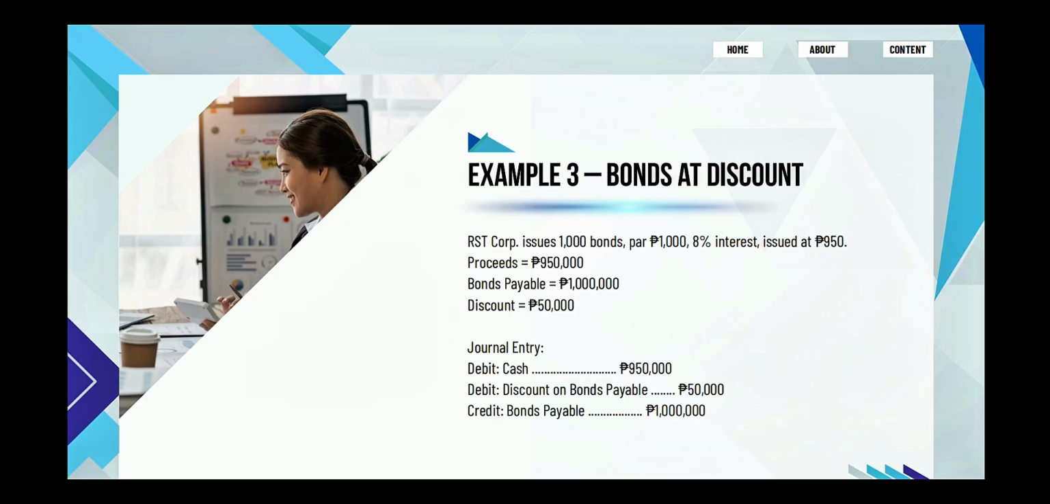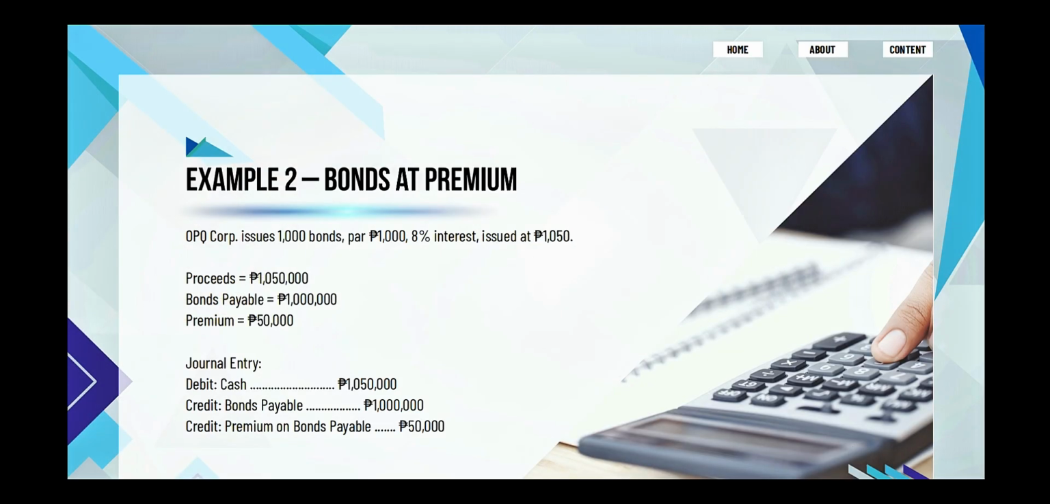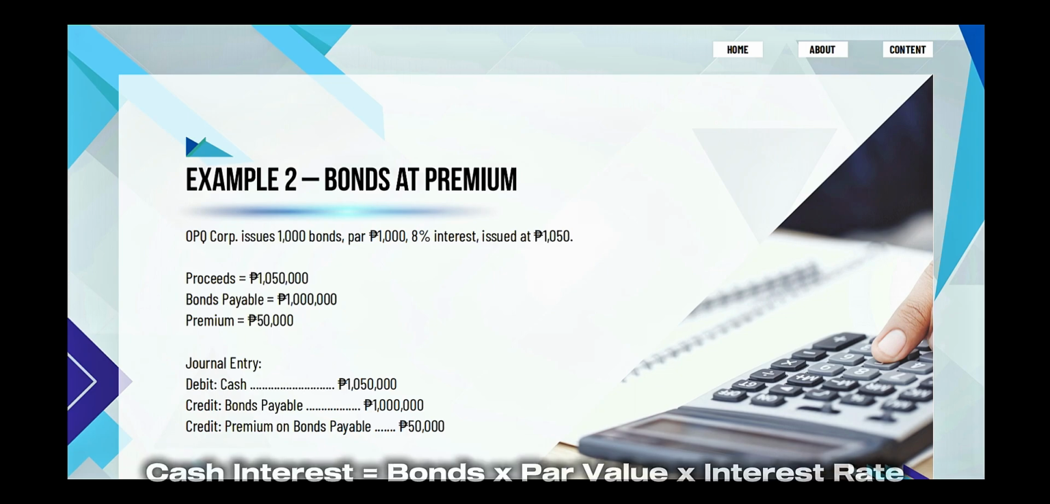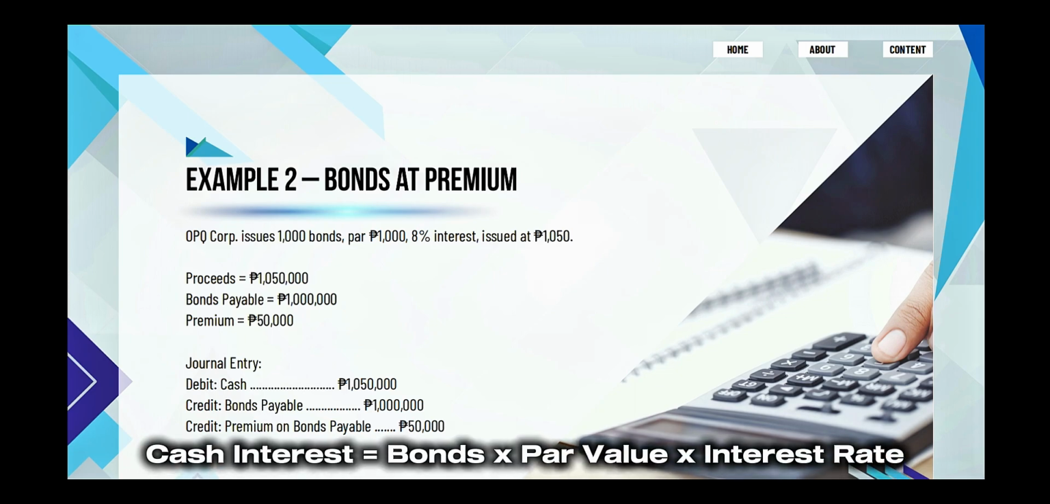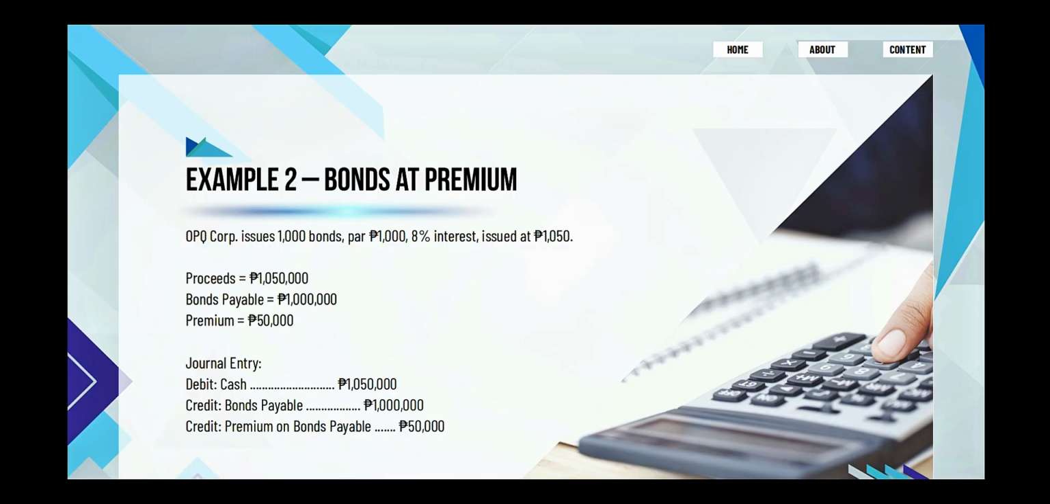Now, before I forgot, the interest rate, which is the 8% for both discount and premium, all you need to do to get the cash interest each year is multiply the bonds to the par value and the interest rate. Now, in this example number two, let me try to explain. So we have 1,000 bonds multiplied by 1,000 par value multiplied again to the 8% interest rate. And that's a total of 80,000 pesos.